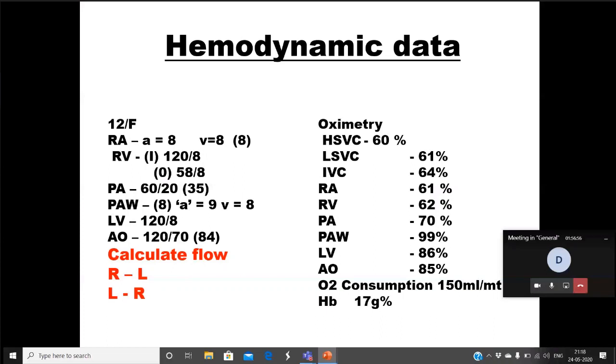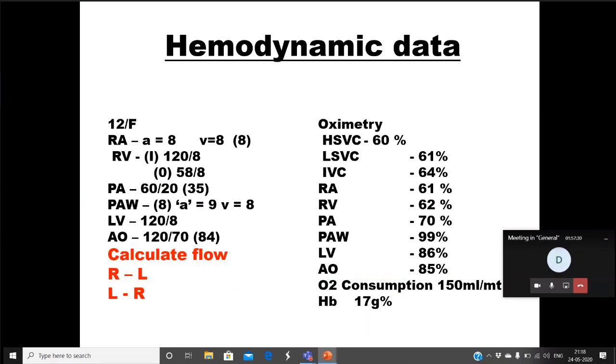Oximetry data: SVC saturation is 60, IVC is 64, RA saturation is 61, RV is 62, and pulmonary artery saturation is 70. There is a step up at the pulmonary artery level.